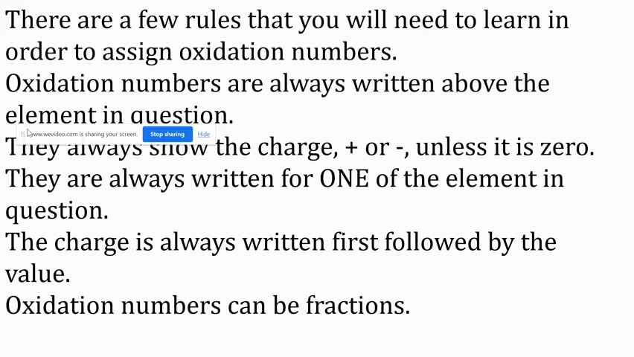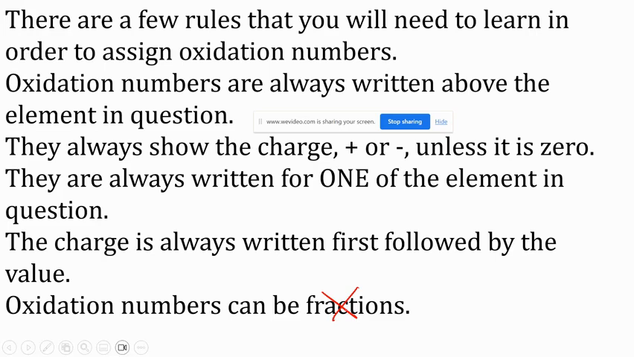So here are some ground rules. Oxidation numbers are always written above the element in question, just like I was showing you. They show the charge plus, minus, or 0. They're always written for one of the elements in the question, and the charge is always written first, followed by the value. Oxidation numbers can be fractions, but I've never seen that in AP Chem. So I'm just letting you know that when you get into college, it might happen.